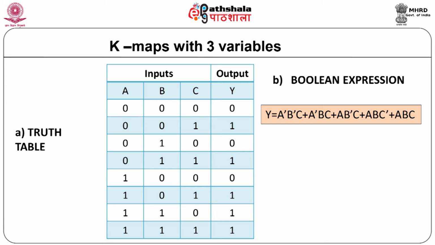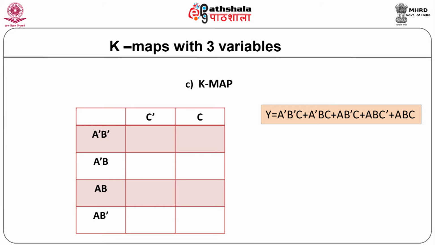Now, for the given Boolean expression of 3 variables, we can prepare a K-map containing A and B as rows and C in the column. So, we will be writing A bar B bar as the first row, A bar B as the second row, A B as the third and A B bar as the fourth row, whereas the first column represents C bar and the second is C. Let us map the terms into the K-map.